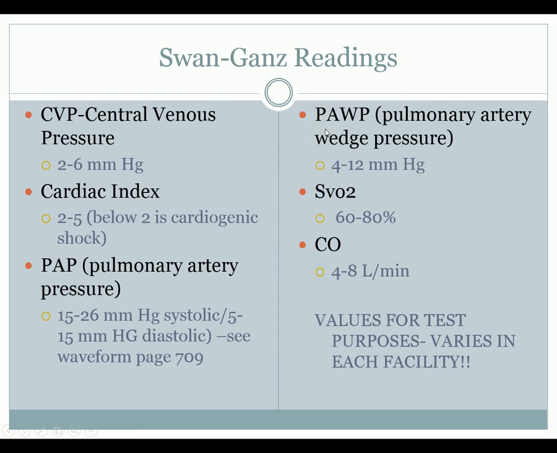Then remember I showed you that picture, and I said it can wedge into the pulmonary artery. And if it does that, then you can get what's called a pulmonary arterial wedge pressure reading. And the normal for that is 4 to 12 millimeters of mercury. The SvO2 should be 60 to 80%. Cardiac output, 4 to 8 liters per minute. Okay. Now, these are the values I want you to know for test purposes. Always remember they're going to vary from facility to facility.